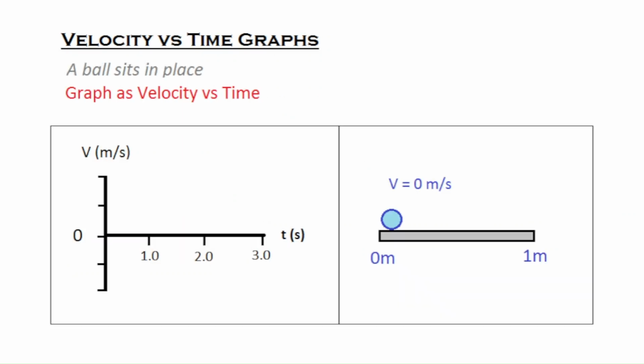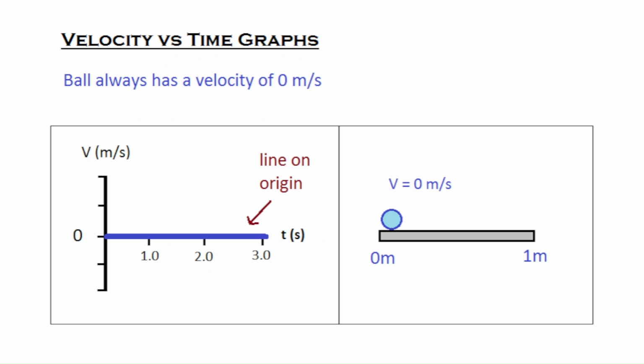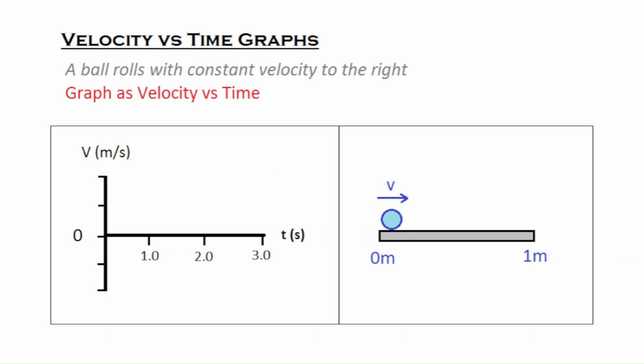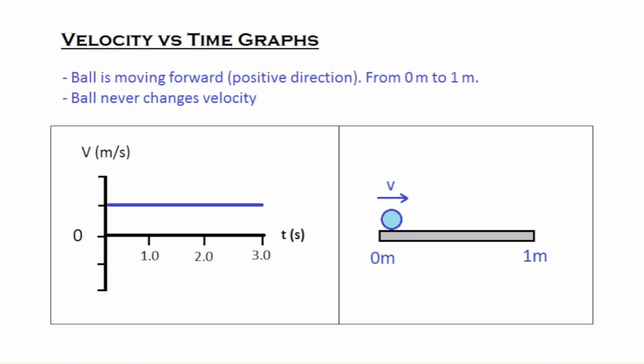A few examples. Here we have a ball placed on a horizontal track, and the ball is stated to sit in place. So if we were to graph it as velocity versus time over a time of a few seconds, this velocity would always be 0, so we get a horizontal line at the origin. Now let's have the ball move to the right. Because it's moving from 0 to 1 meter, that's moving in the forward or positive direction. It's increasing its position by positive 1. So this object has a constant positive velocity. I'll put a horizontal line somewhere in the positive quadrant.